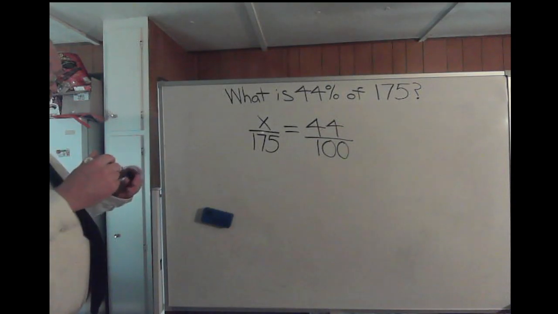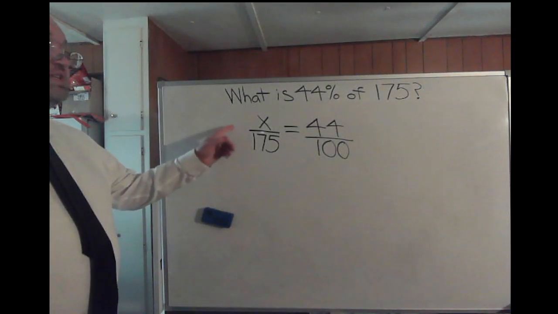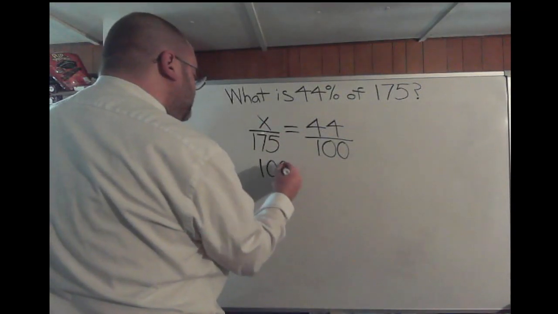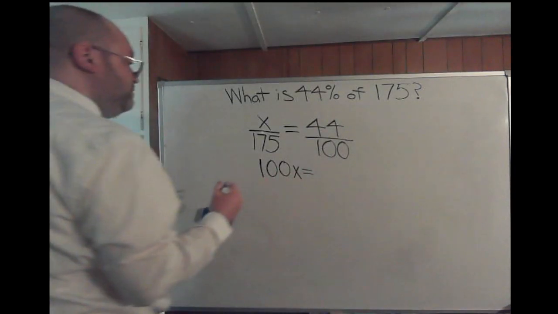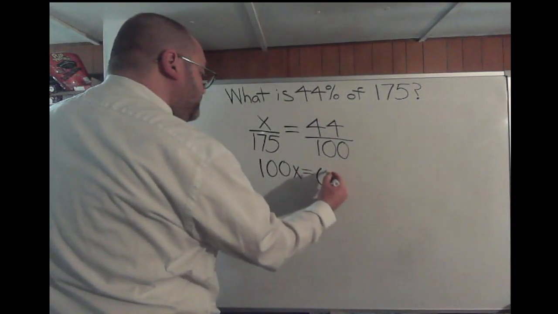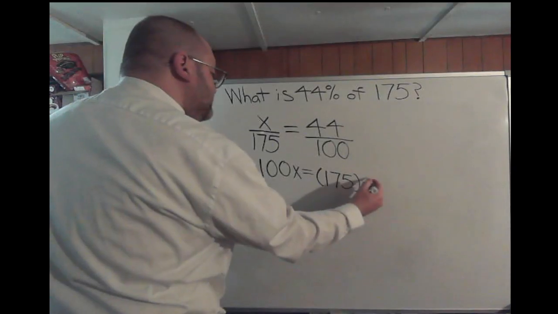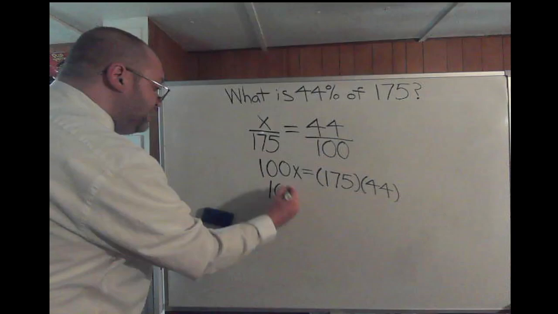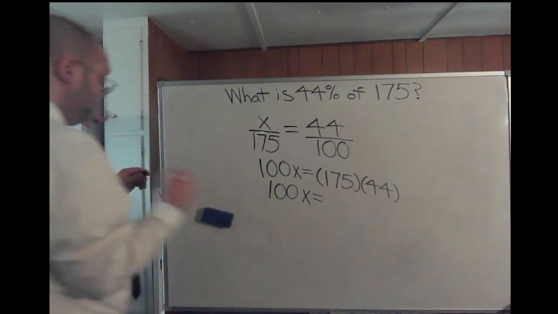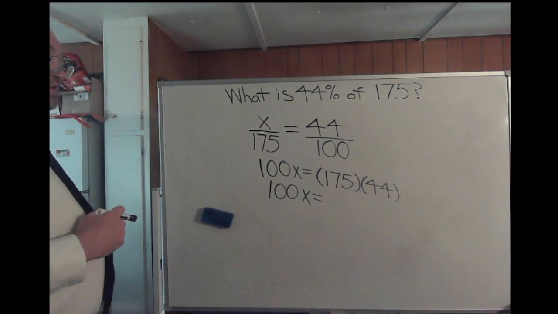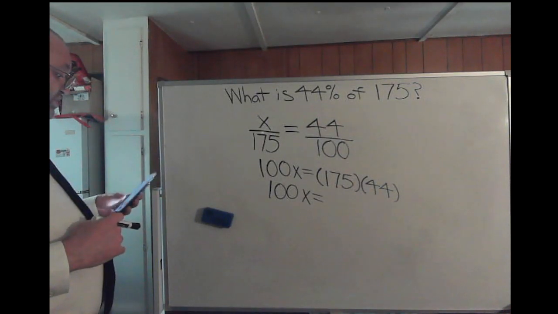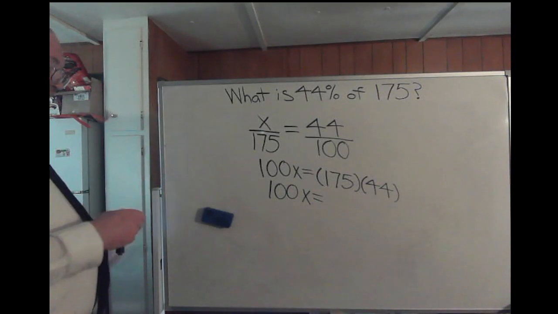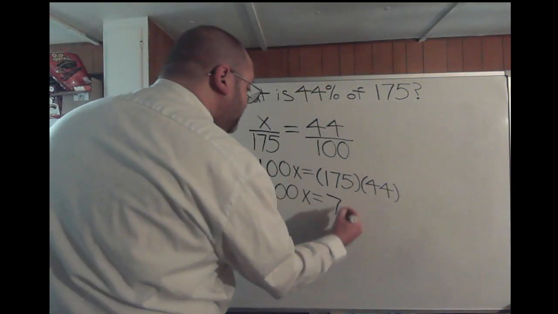Well, we've set up our proportion here. Just like we would, we cross multiply. So x times 100, that's 100x. We'll set that equal to 175 times 44. Okay, so 100x equals, let's figure out what 175 times 44 is. That I have no idea, so I'm going to have to do it in the calculator. All right, 175 times 44, that is 7,700.